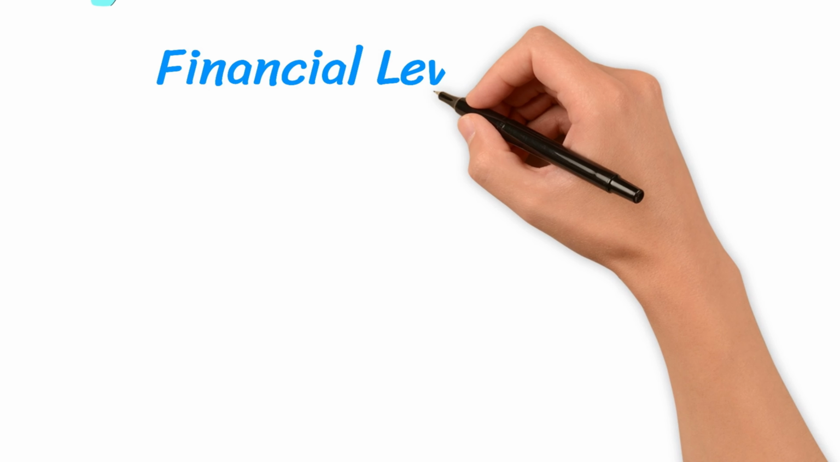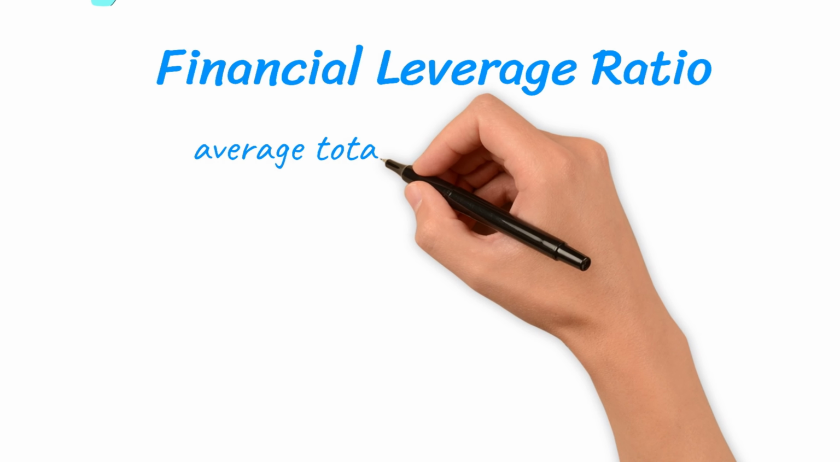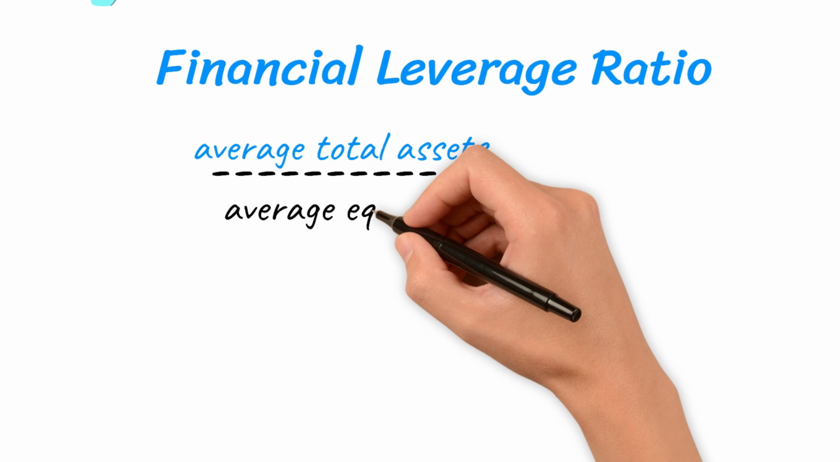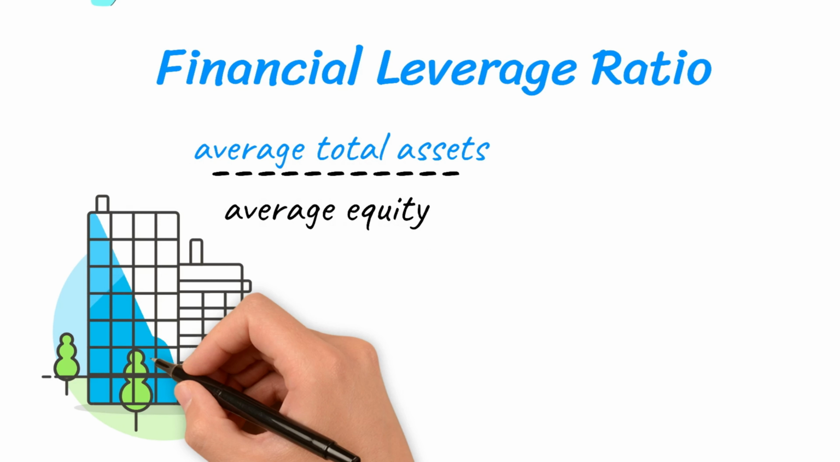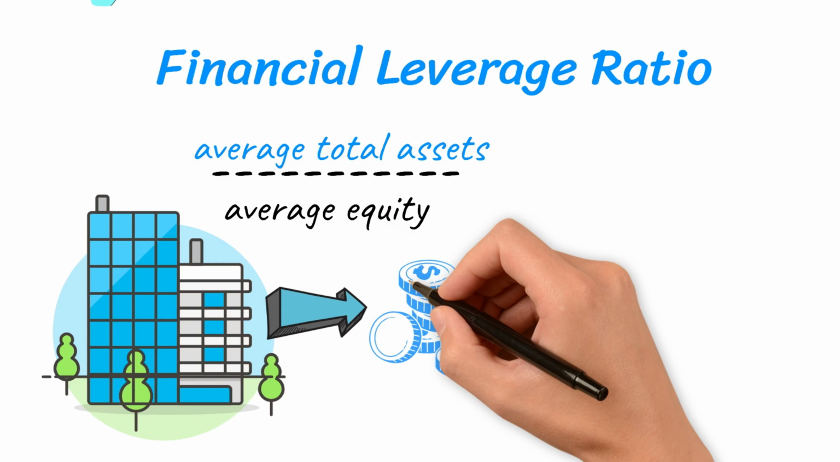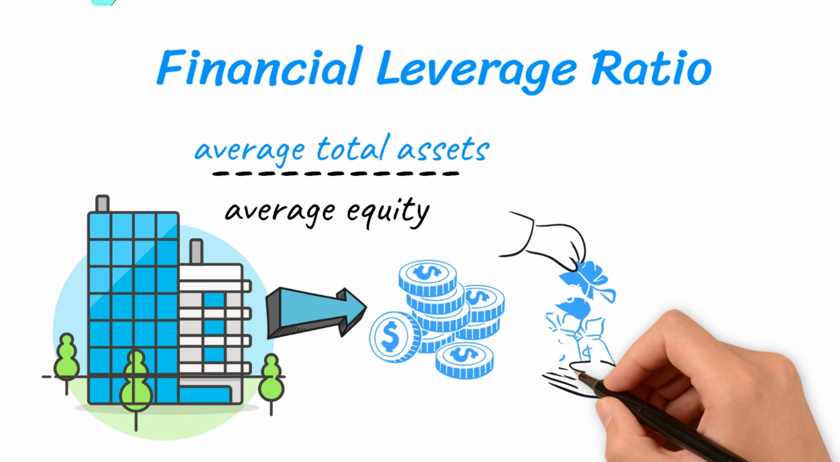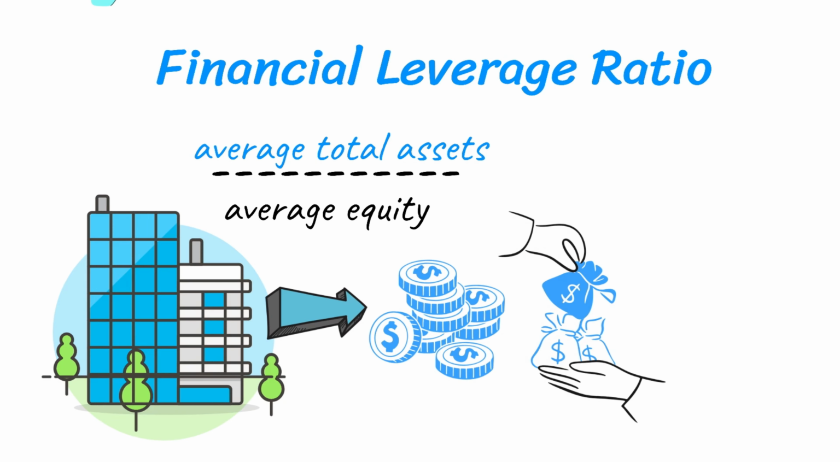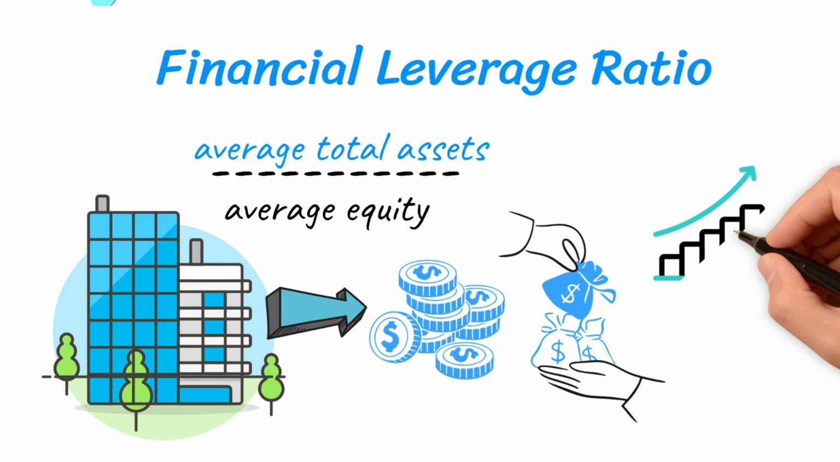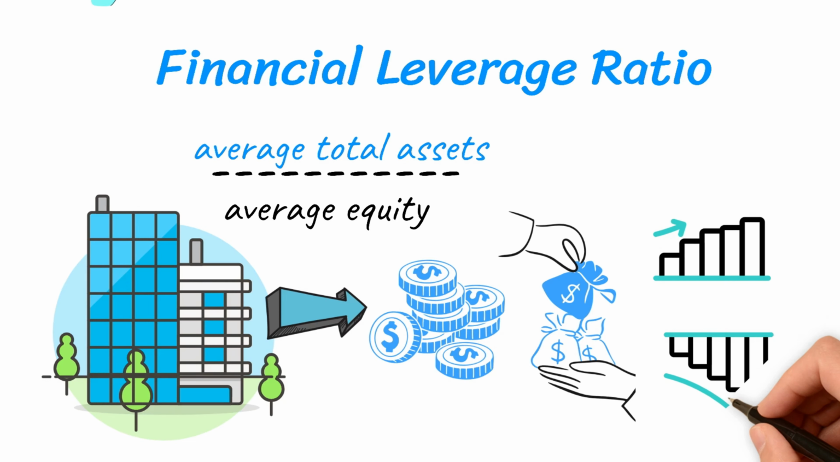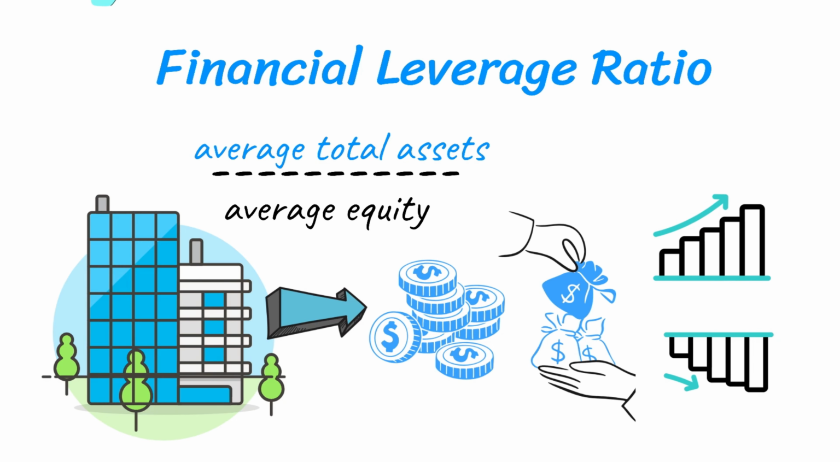Then there's the financial leverage ratio: average total assets divided by average equity. It shows how many dollars of assets are deployed for every dollar of equity. High financial leverage means the company is using significant borrowing to fund its asset base. It magnifies gains in good times and magnifies losses when things go wrong.